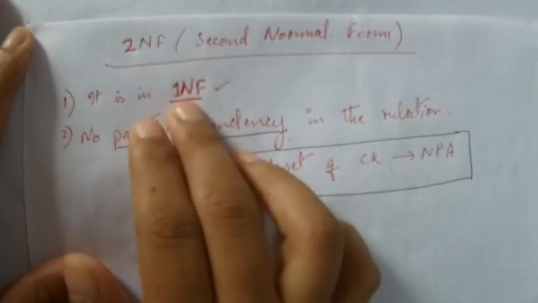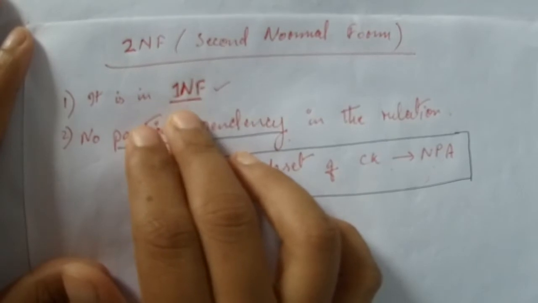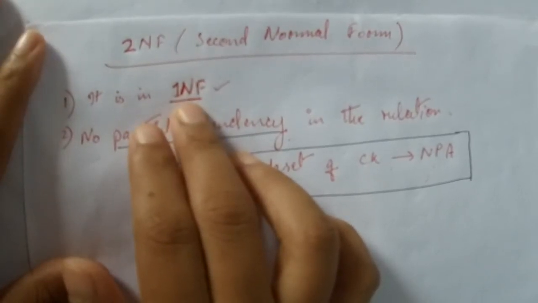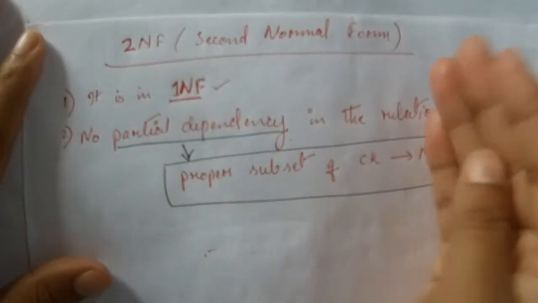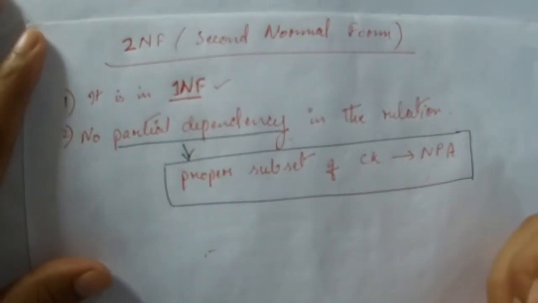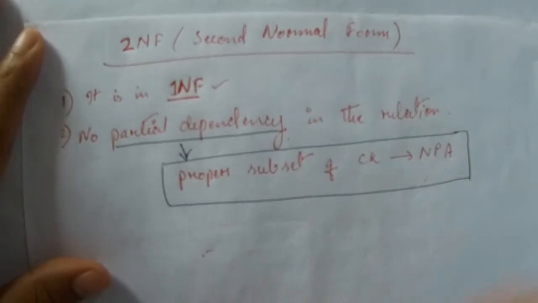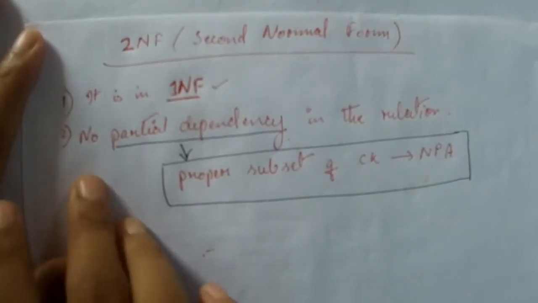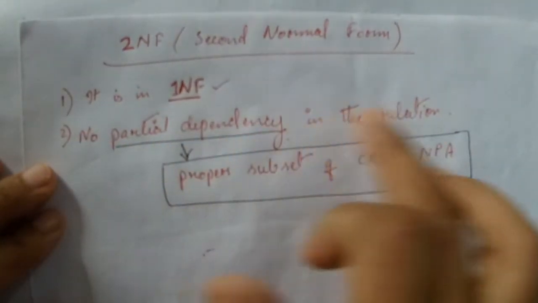This first normal form we have already learned in our previous class, right? So if anybody has skipped that video, please do watch that video and then come back to this video, or else you won't understand this second normal form example. And the second point says that there is no partial dependency in the relation.